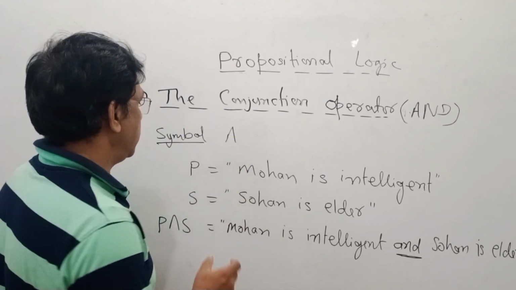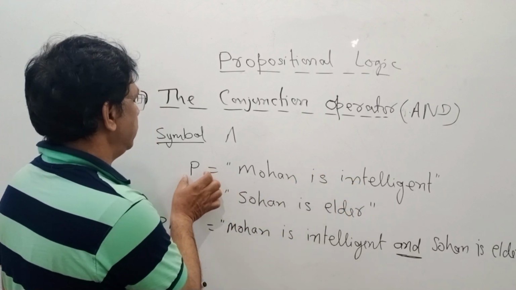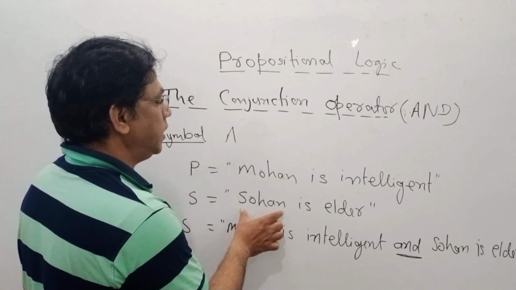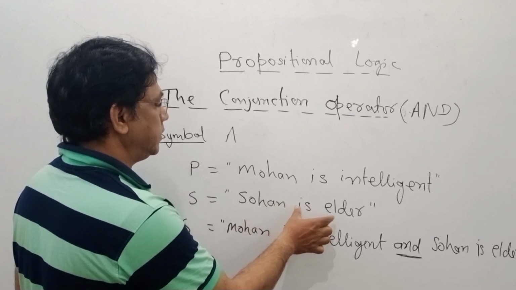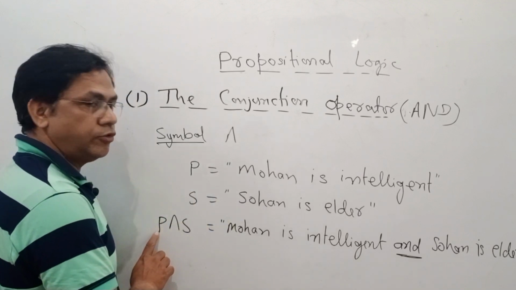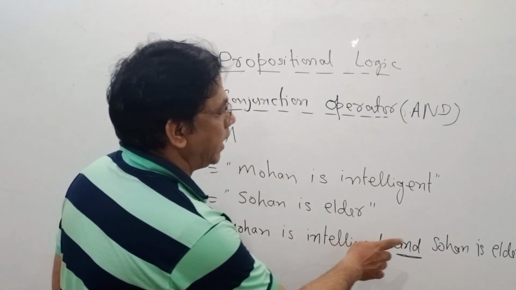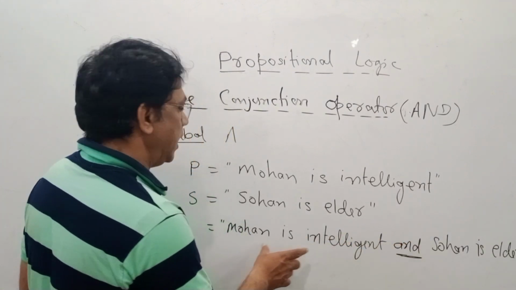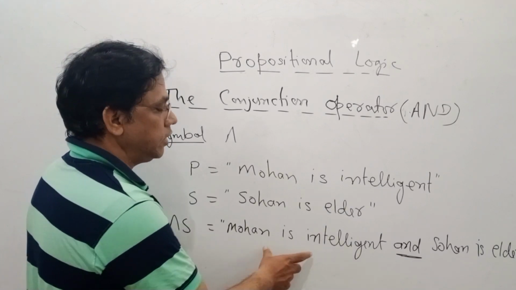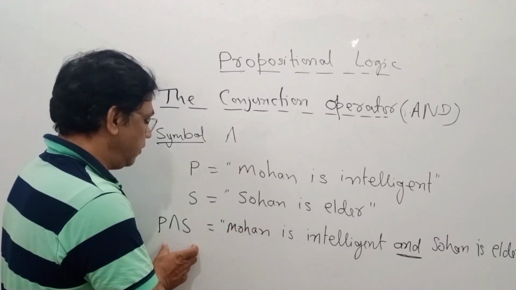this symbol. Suppose we have one statement, Mohan is intelligent, and we represent this statement with the variable P. And with the second statement, we have another statement, Sohan is elder, represented by S. So whenever we put P conjunction S, Mohan is intelligent and Sohan is elder, when P and S both carry a true value, then only this statement gives the true value. If either is not true, then it will give the false value.